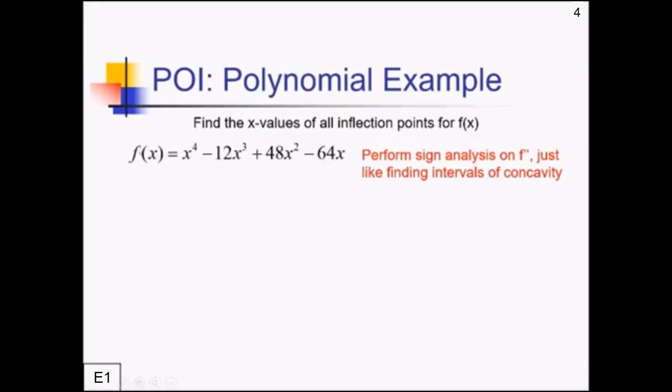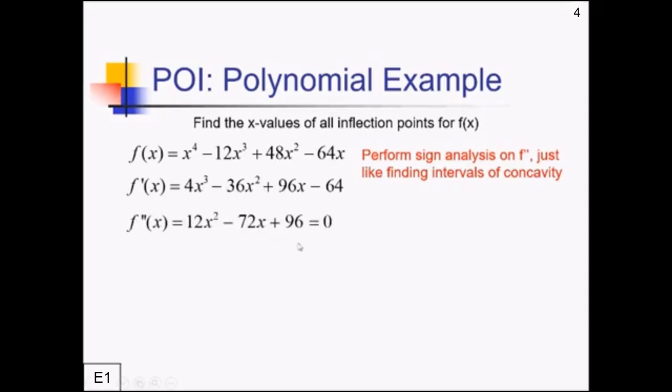All right, so we need f prime first. That's 4x cubed minus 36x squared plus 96x minus 64. And then we're just doing sign analysis on f double prime, so we don't need to solve f prime or anything like that like we did earlier in the lesson. We're just going to do f double prime now. That's going to be 12x squared minus 72x plus 96.